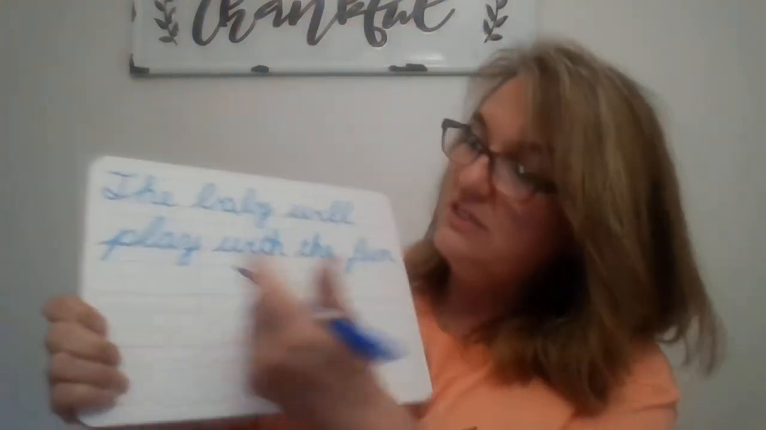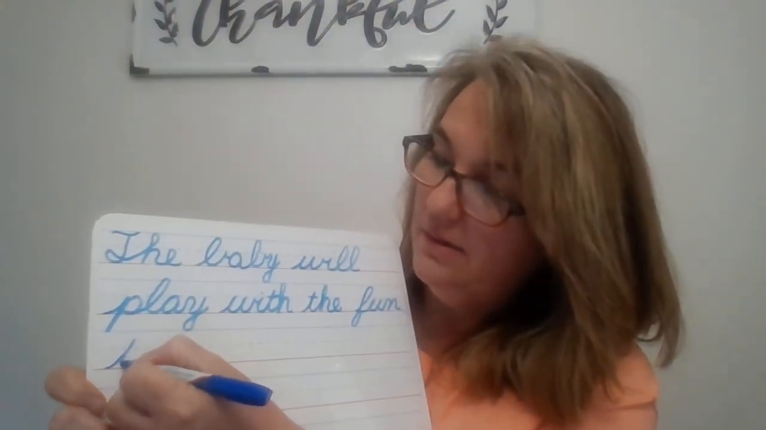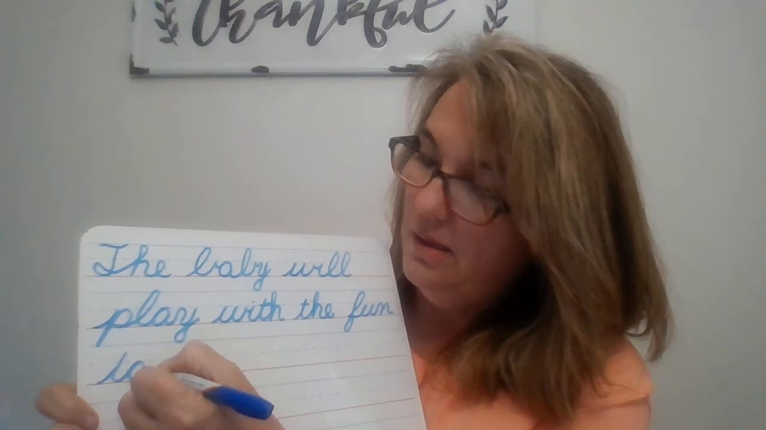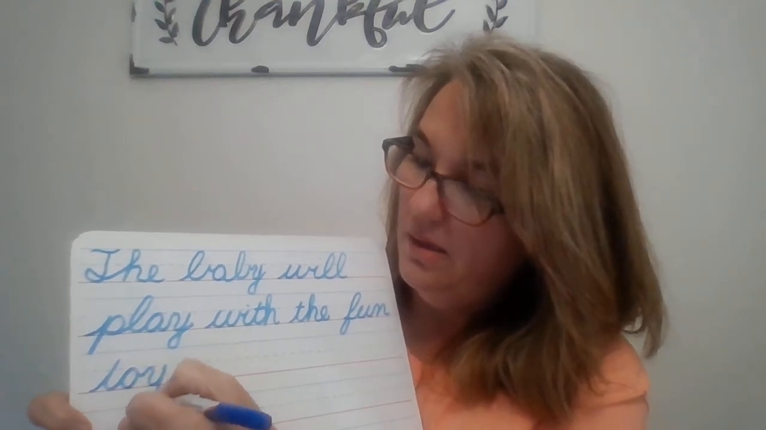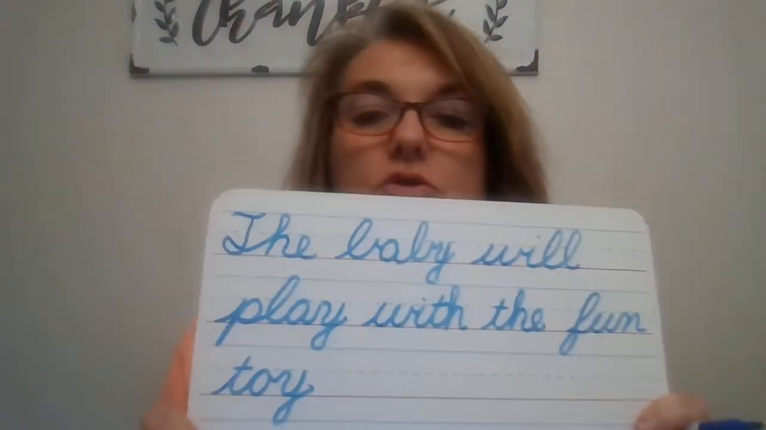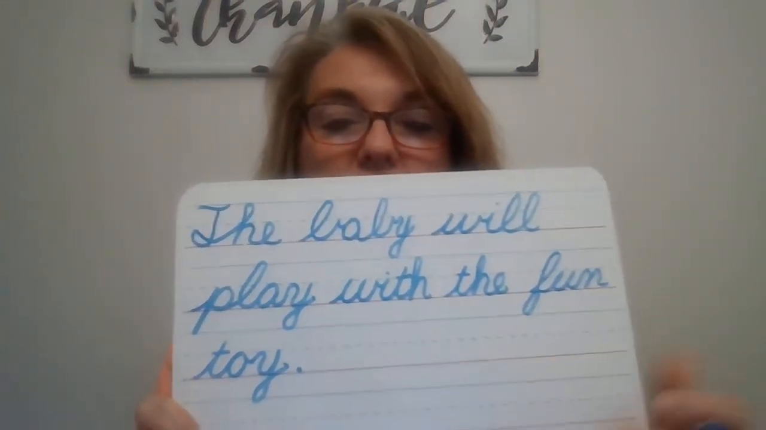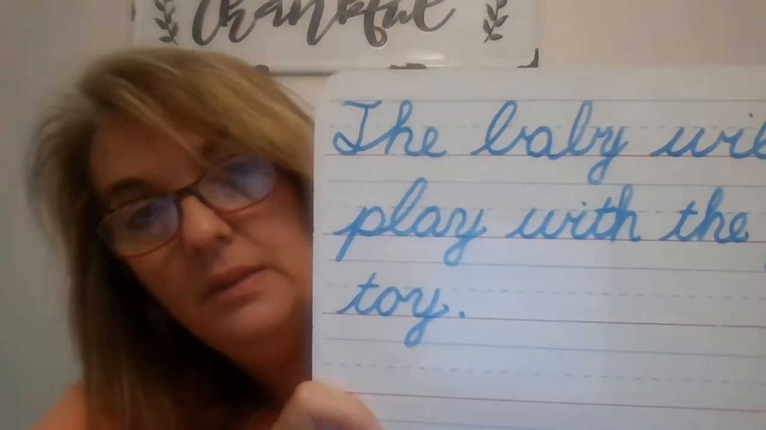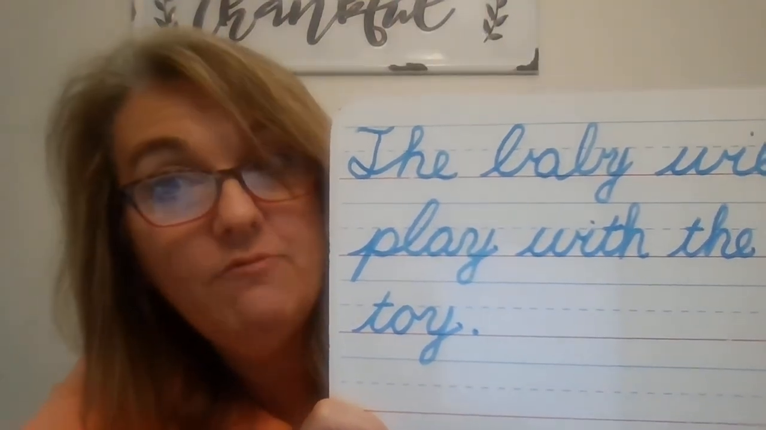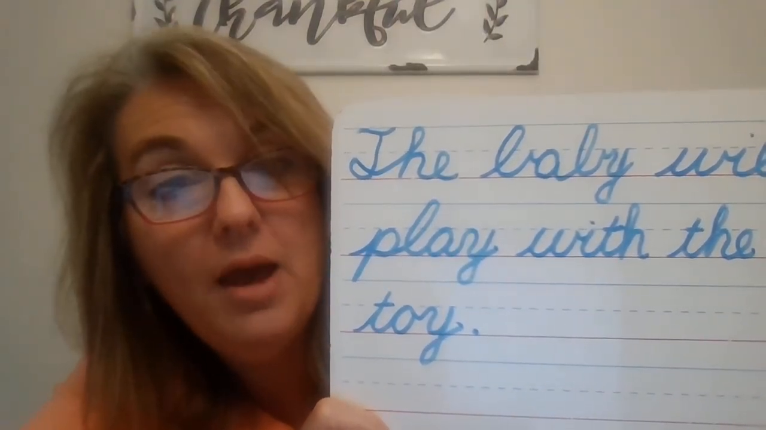And then the last word is toy. Toy. And don't forget that period there. Okay, don't forget that because that lets us know we're at the end of the sentence. Notice I crossed the T right on the dotted line. My connector for my O is up high.